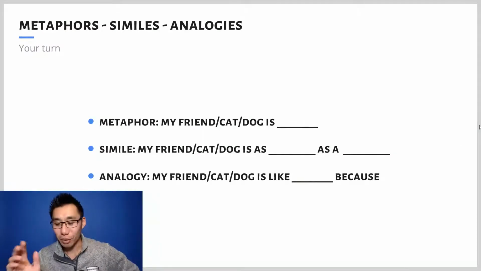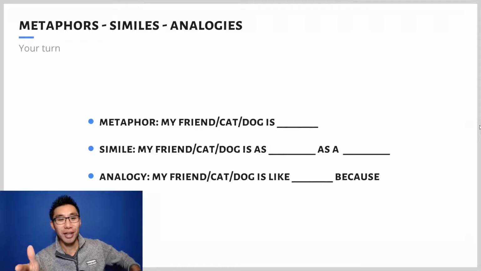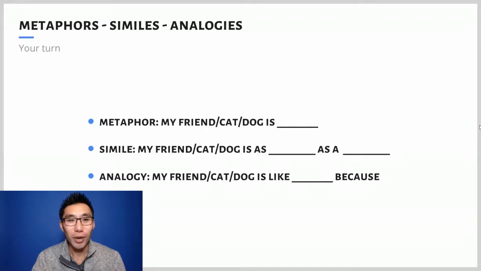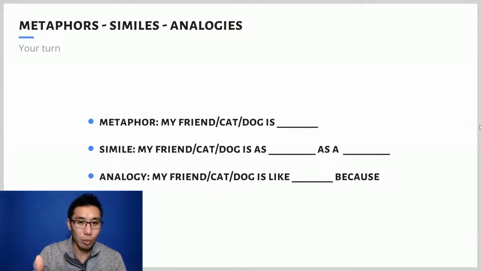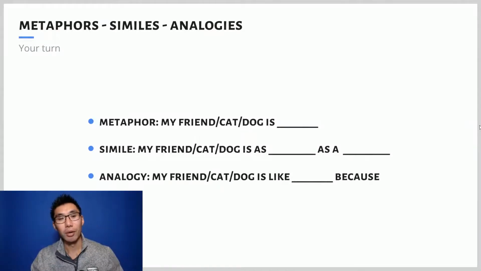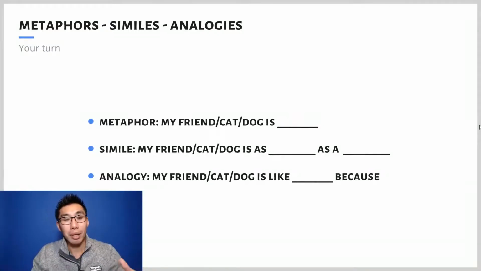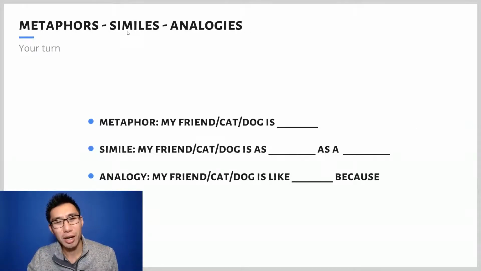Okay. So I want you to try this out right now. You can type it in the comments or write it down in your notes, right? My friend, you can talk about your significant other or your kid. My kid is XYZ, right? My kid is as whatever as a boom. So we have to get better and better at using similes, metaphors, or analogies. Now, you don't all have to use them every single time.